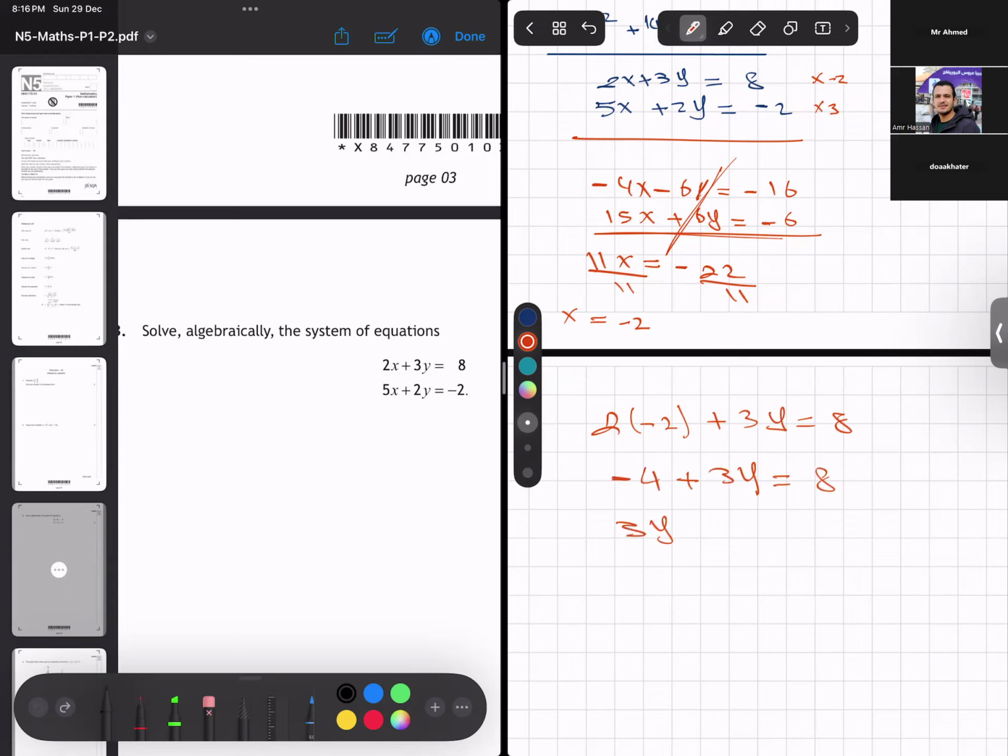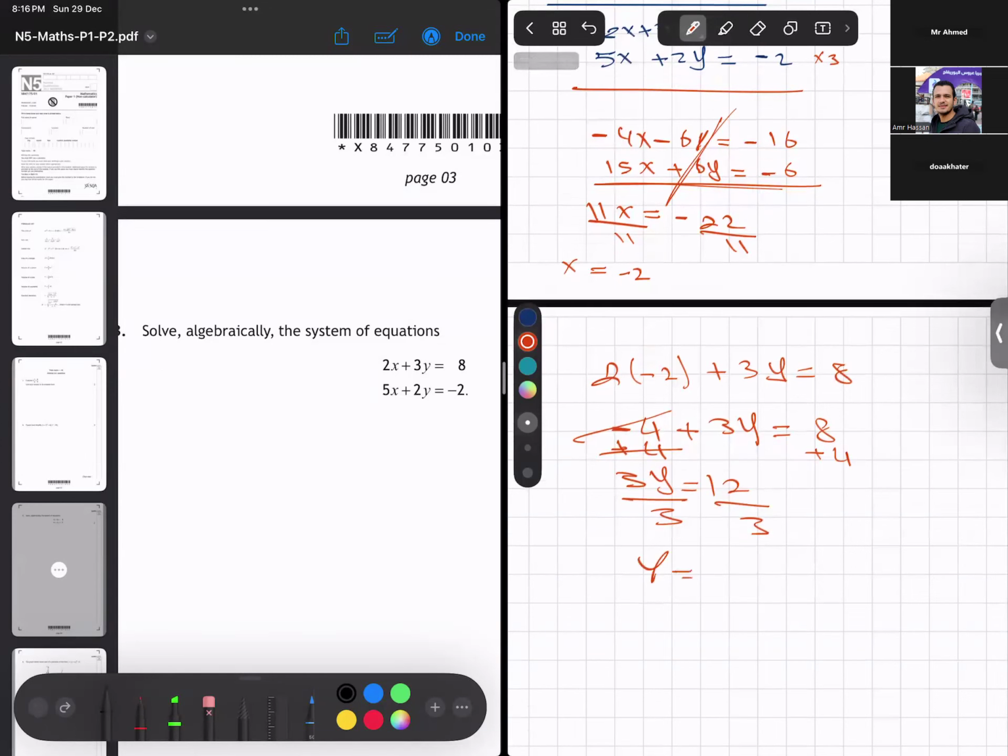So you're right, do we add 4? I need to add 4 to both sides, the left-hand side and the right-hand side. This one's cancelled and 8 plus 4 is 12. So 3y equals 12. y equals 12 divided by 3. So y equals 4.